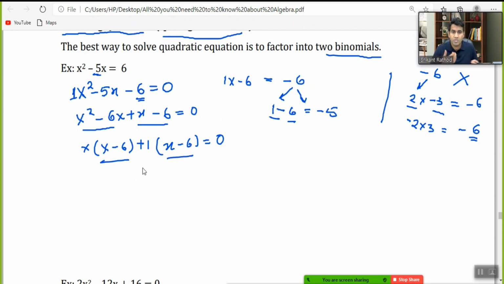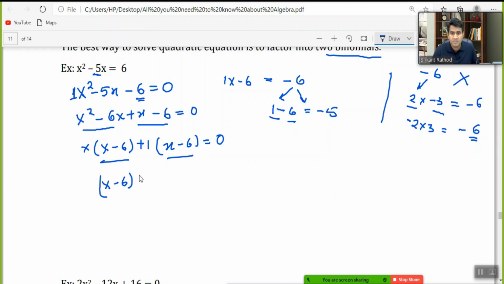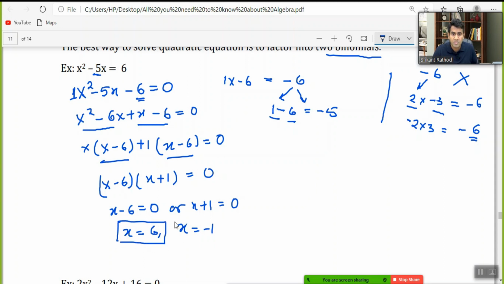So this is how you take the factors. So this further can be written as x minus 6 times x plus 1. That is, I can take x minus 6 as a common out further, so left here is x plus 1. This is equal to 0. To make this entire expression equal to 0, either x minus 6 will be equal to 0 or x plus 1 will be equal to 0. So from this one I can say x is equal to 6 and x is equal to negative 1. These are the roots of the quadratic equation. This is how you solve. All right.